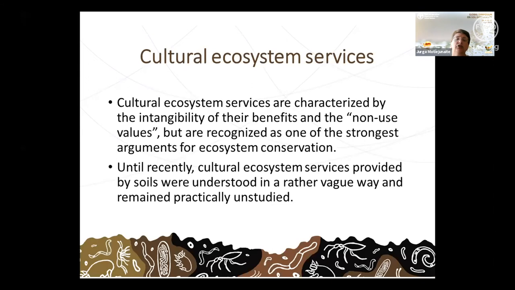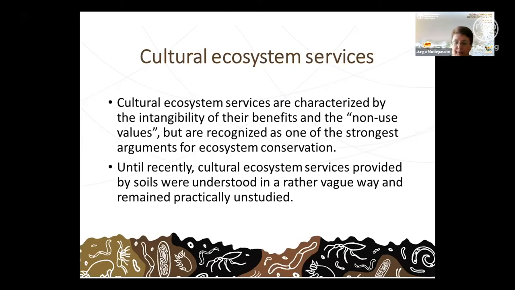Until recently, cultural ecosystem services provided by soils were understood in a rather vague way, mostly as secondary, derived from other services, which is indeed very strange, having in mind that about 25% of Earth's biodiversity lives in the soil. And besides, there are many hints about the cultural importance of soil, including such an iconic cultural symbol as a handful of dirt. So, our team undertook to identify the cultural ecosystem services of soil biota and to highlight the importance of below ground diversity for human culture and well-being.